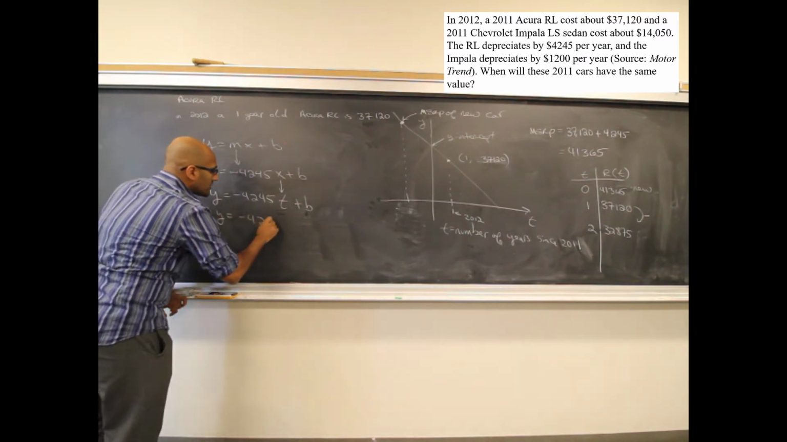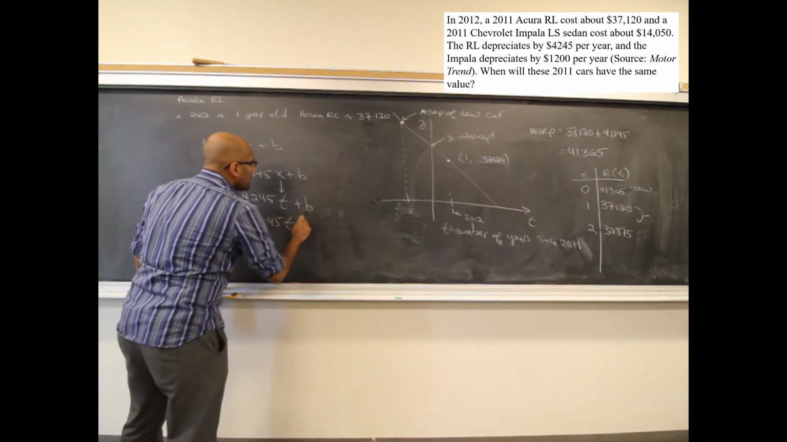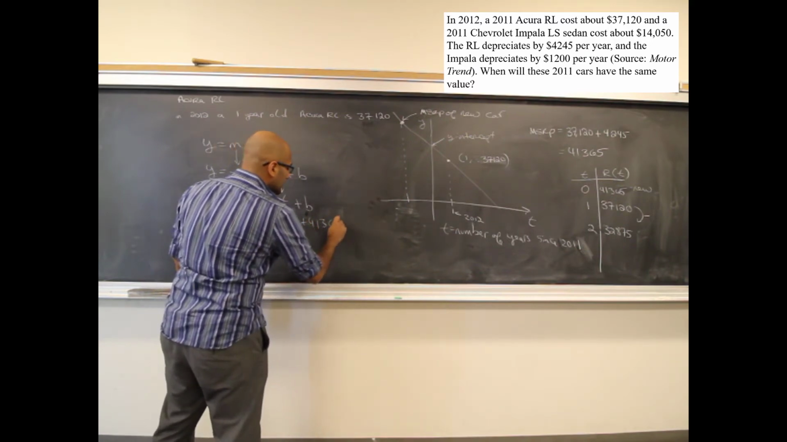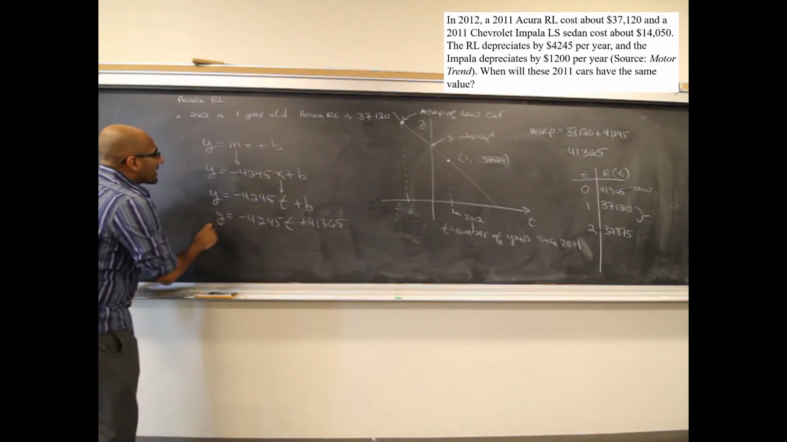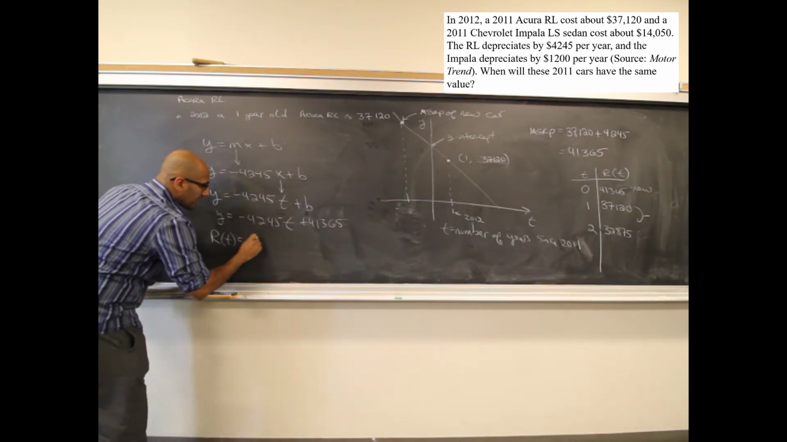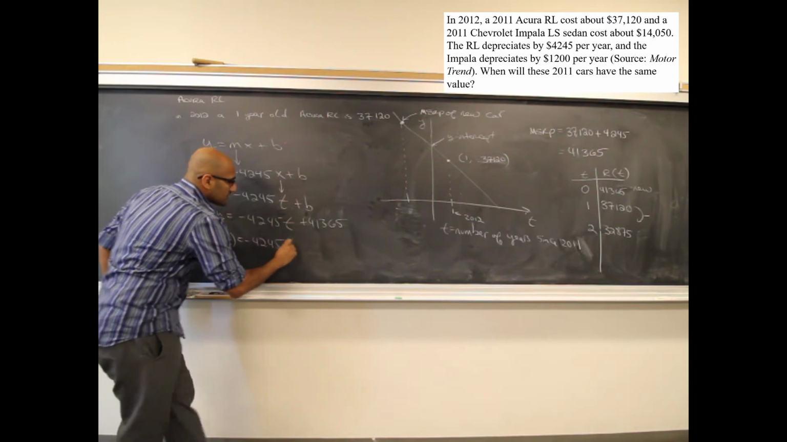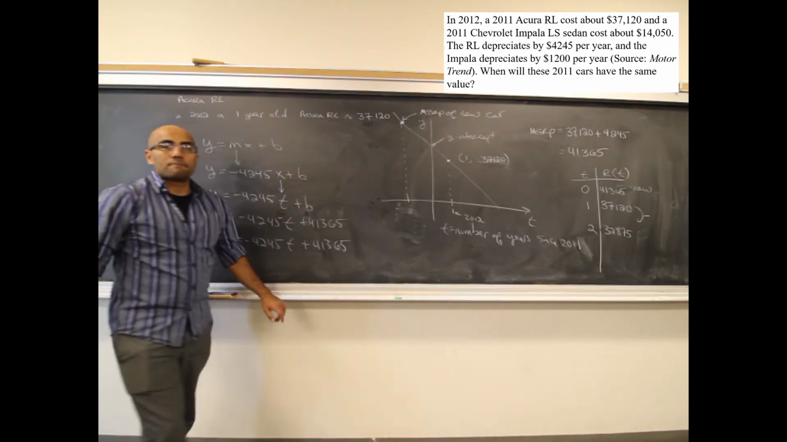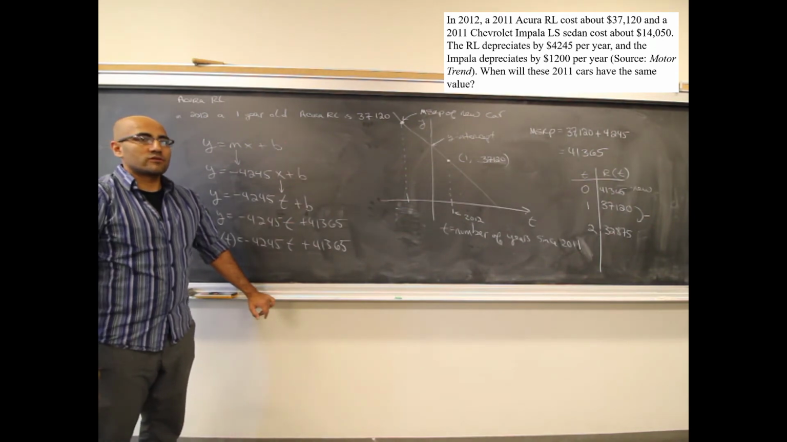Okay, so for all those reasons, we can figure out that this equation becomes y equals negative 4245t plus 41,365, or we can go back to function notation and rewrite this as R of t equals negative 4245t plus 41,365. Good? Questions?